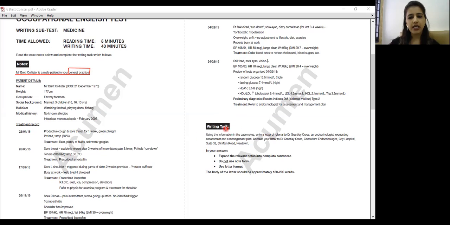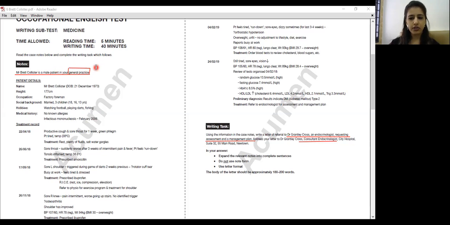The writing task will tell you who the target reader is. Whom are we writing this letter to? Here you can see it says you're writing to Dr. Cross, an endocrinologist. What is the purpose of writing? Requesting assessment and management plan. He is a consultant endocrinologist. So again, this becomes a letter where you are referring the patient to a specialist for further assessment and management. Now, keep in mind that you are a general practitioner.